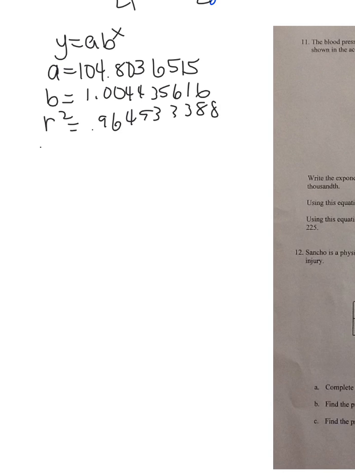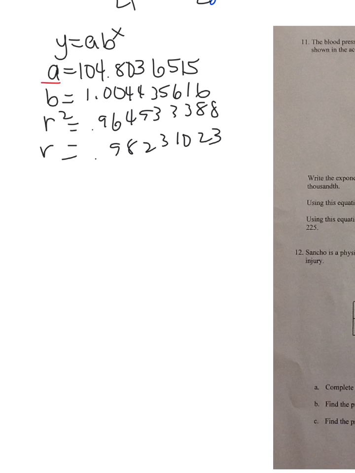6515. Don't round anything until we write the equation. B equals 1.004435616. R squared is 0.964933388. And R is 0.98231023. Remember, R is the correlation coefficient. That just tells you how strong the correlation is between the two data. It is 0.98, which is a very strong correlation.